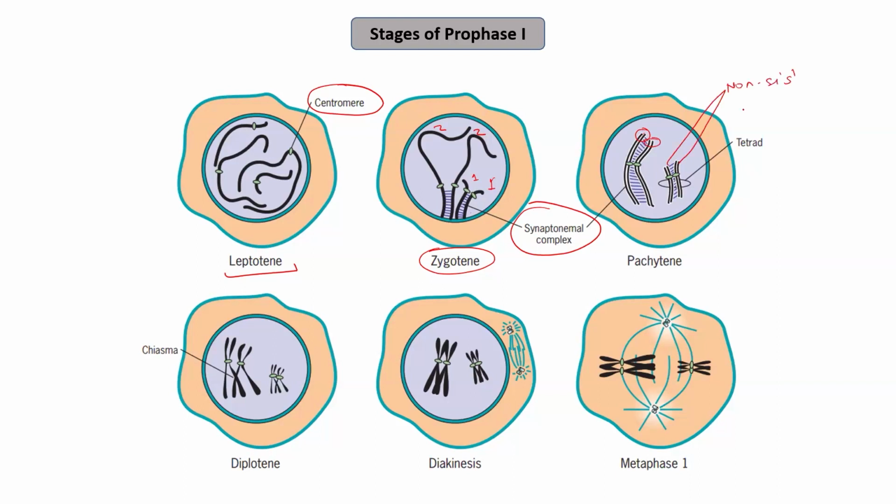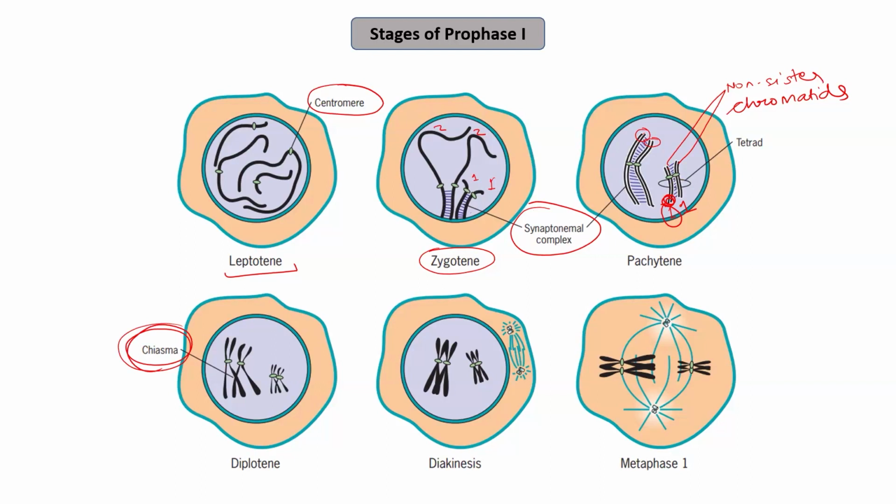So it consists of 4 arms, therefore it is a tetrad structure, and these two are the non-sister chromatids. This is chromosome 1, this is also chromosome 1, for example. These two are the sister chromatids. So in the next stage, which is the diplotene stage, the chiasmata, which is the cross-like structure, or the X-shaped structure, forms. So this chiasmata, the X-shaped structure, is formed in the diplotene stage. During this, recombination happens. So recombination happens by the process of chiasmata formation.